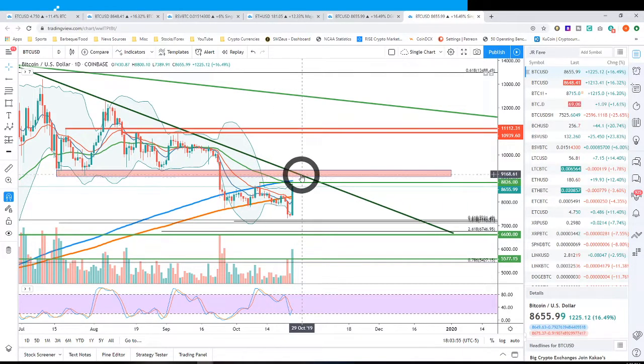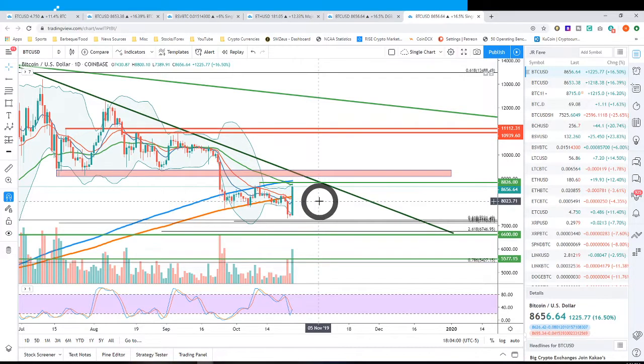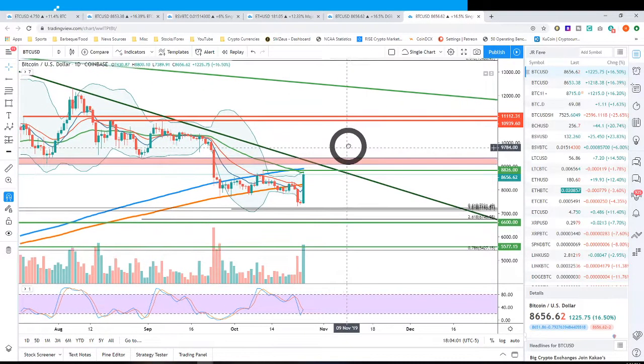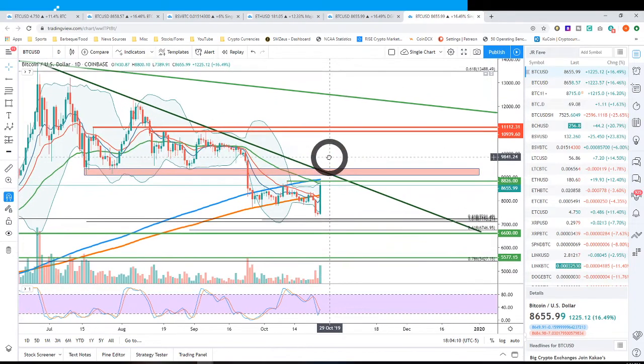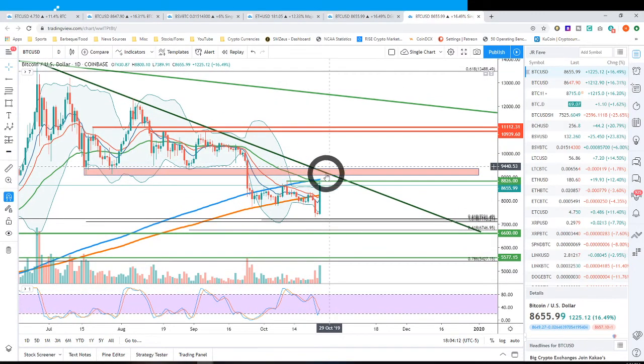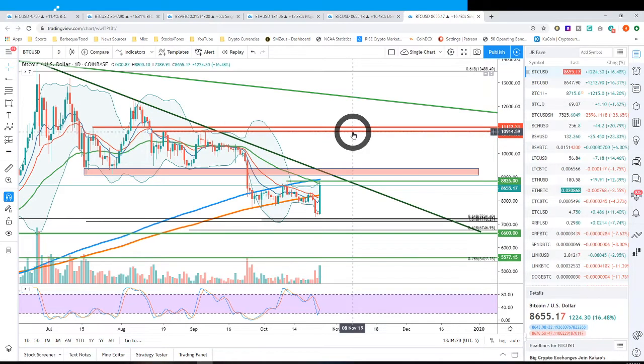Personally, in my opinion, and we'll see, I may be stepping out on a limb here. I know a lot of people are still calling for this to fail and come back down and make new lows. But I'm going to go out there and say that I think this is going to break through. I think it's going to break through this trend line and get up into here, and that's where the major resistance is going to be. 10,000 to 11,000.